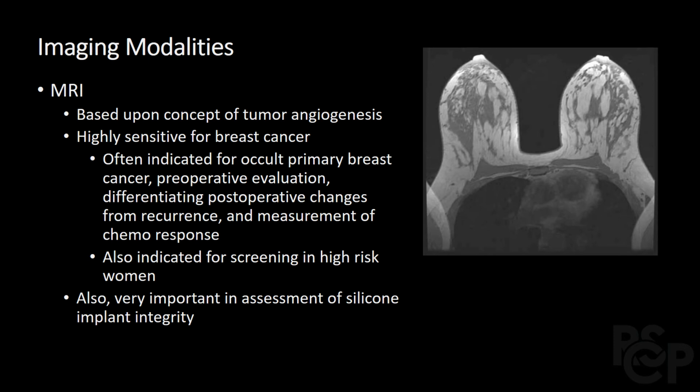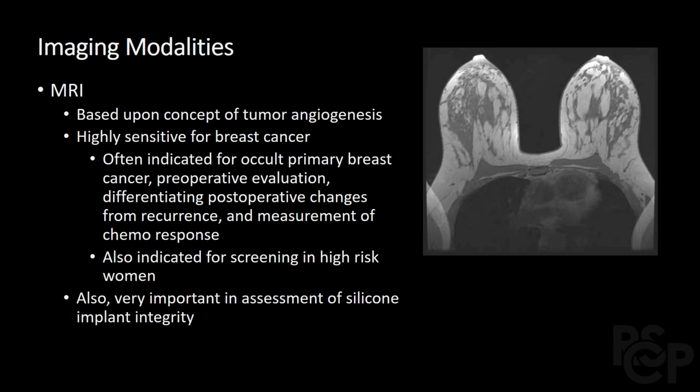MRI is based upon the concept of tumor angiogenesis. Gadolinium is injected and quickly taken up and released by tumor-associated blood vessels that have increased permeability, so this creates a pattern of rapid enhancement and washout. So breast MRI is most often used to determine the extent of disease in newly diagnosed cancers.